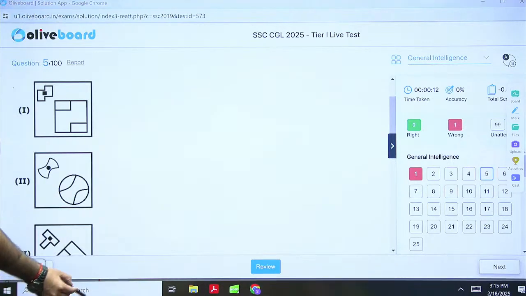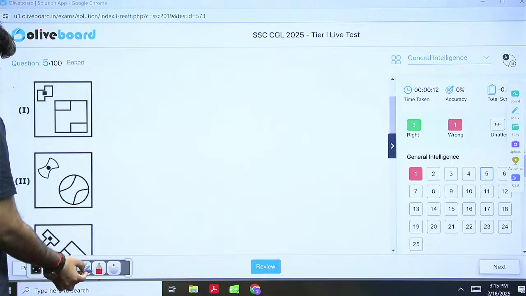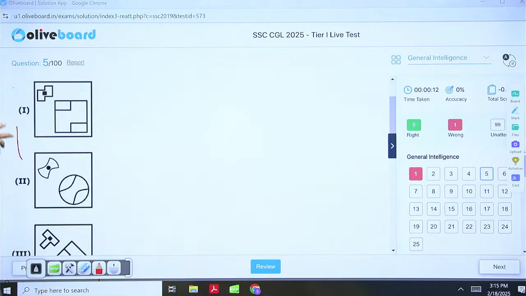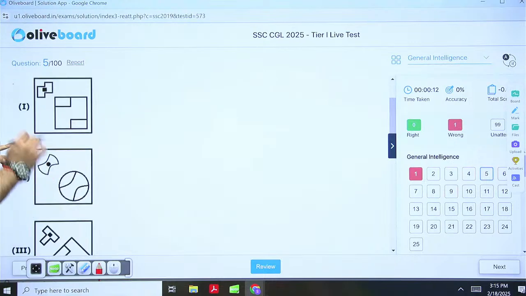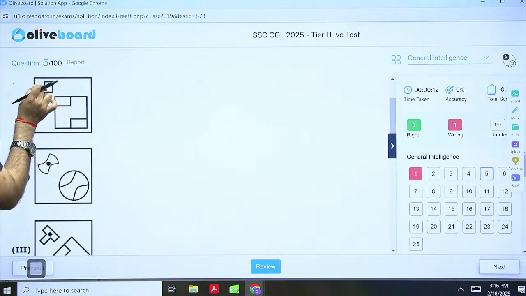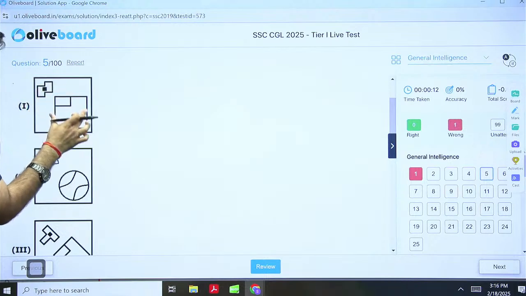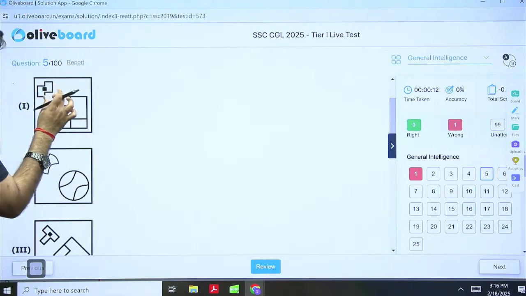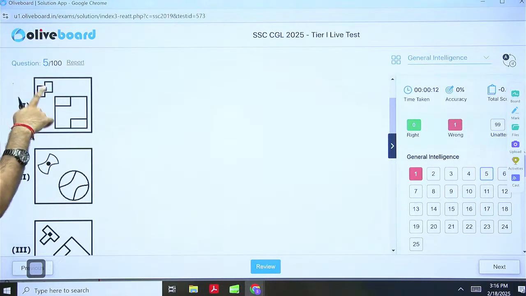See, I'll just tell you. Close observation will reveal one thing here. If you look at the question very clearly, here on the left corner there is a figure given to you. The figure which is inside comes outside here, and the figure which is outside goes inside here. That is what is happening exactly.